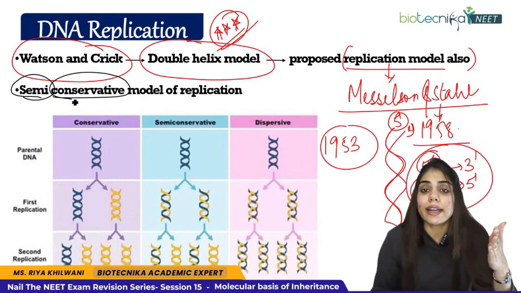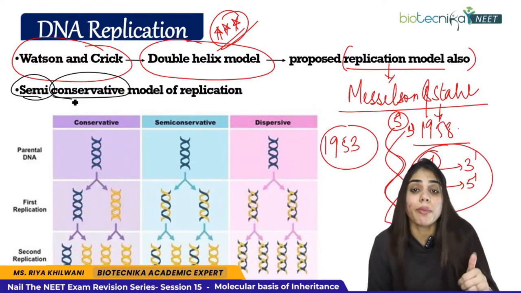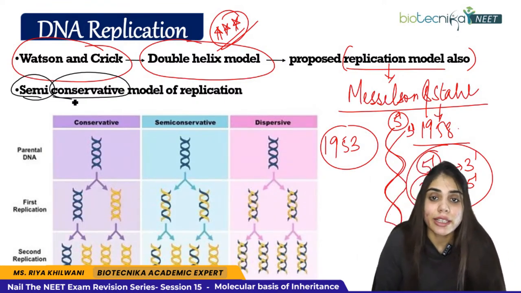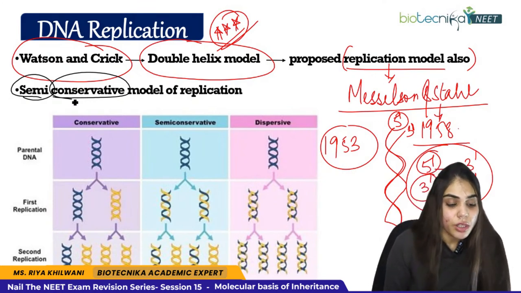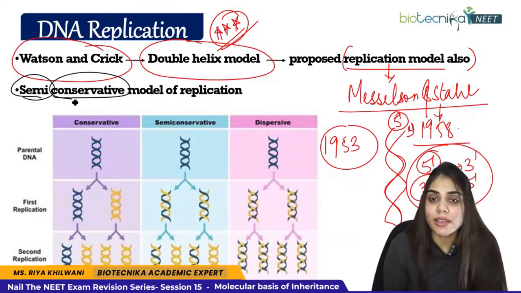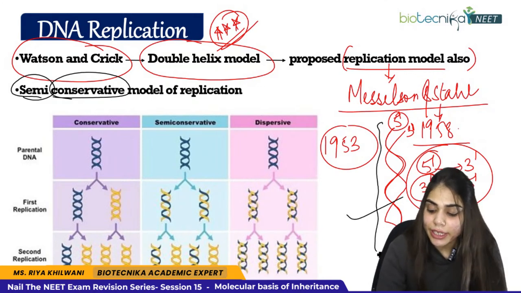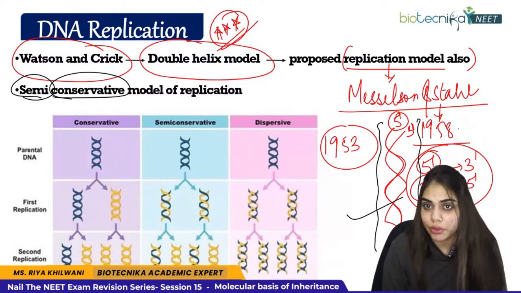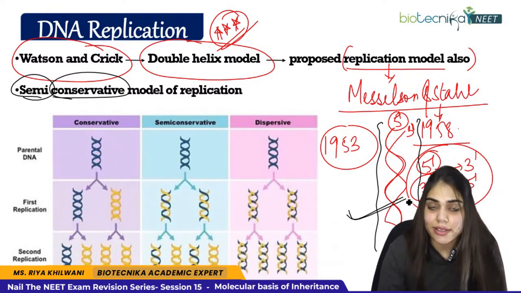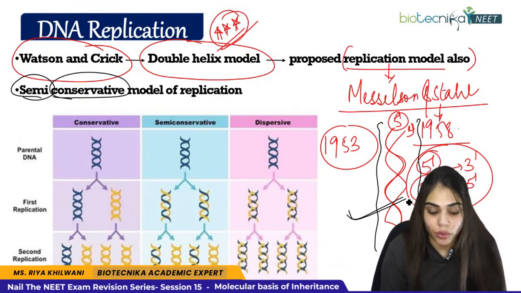What is conserved? That which has been coming since evolution, from our parental generation. That is what is called the semi-conservative model of replication. It was proven by Meselson and Stahl in 1958. How did they perform it? They used the DNA structure that was given by Watson and Crick in 1953. Using this as a clue, they proved the semi-conservative model of DNA replication.